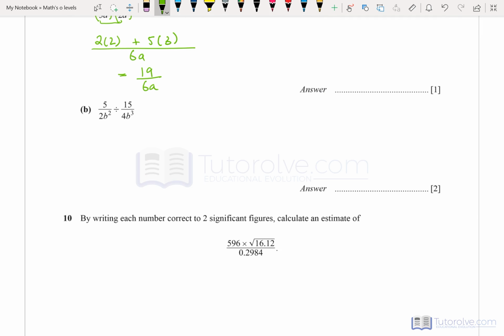Now for the following expression, we need to remove this division sign here. So obviously we are going to use the multiplication sign and take the reciprocal of this term here. Simplify this, move the b's, and you're left with 2b by 3 as your final answer.